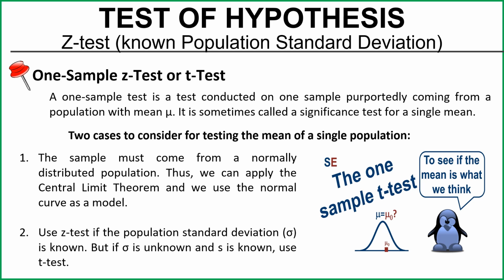Of course, sigma symbolizes the population standard deviation, and you already know that when the population standard deviation is presented in the problem, we will use the z-test, while if the sample standard deviation is presented, we will use the t-test.